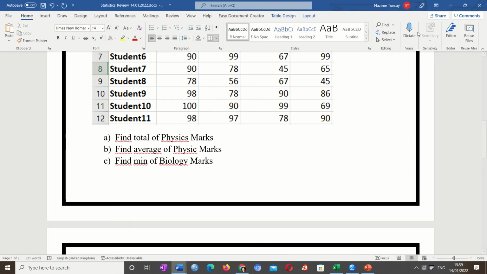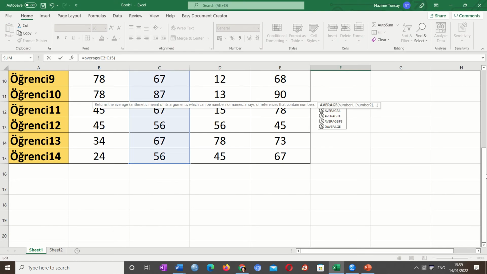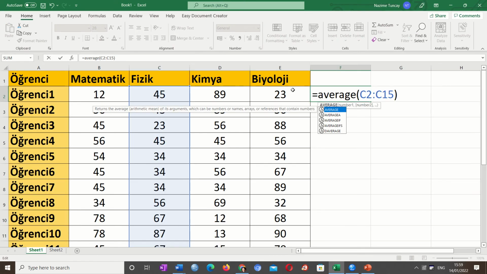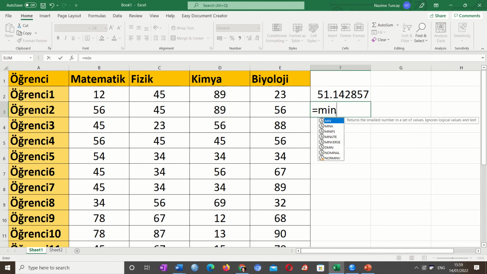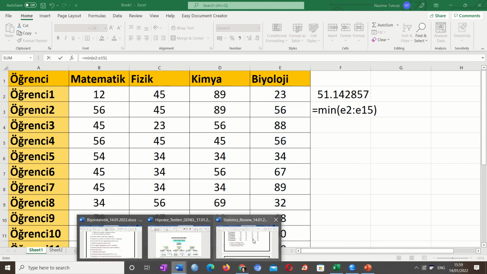Minimum of biology marks. Let's continue from here. Biology marks is here, okay? For finding the minimum, we use this formula, equal sign, min, okay? I open the brackets and I write E2. Here, this is E2, and the ending point is E15. Okay, so that's finding the minimum of biology marks. Any questions until here? Okay, let's continue.